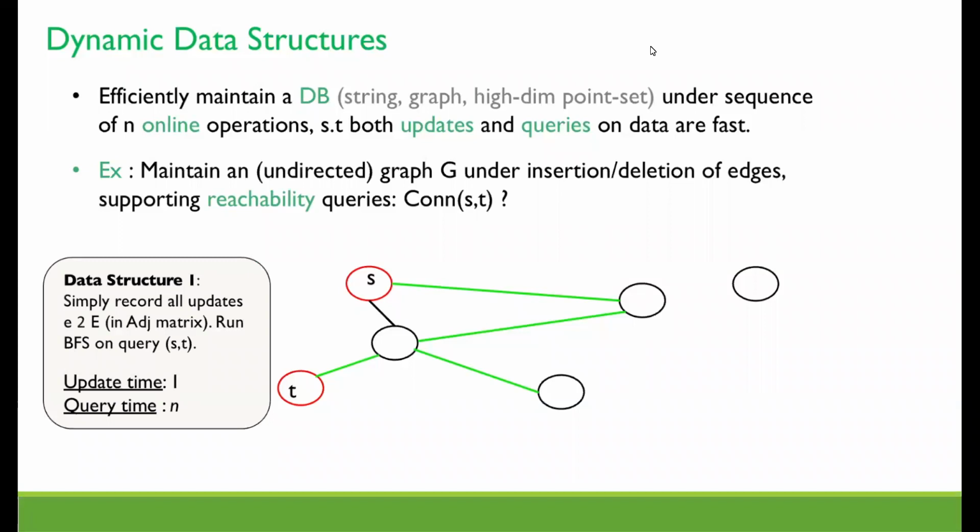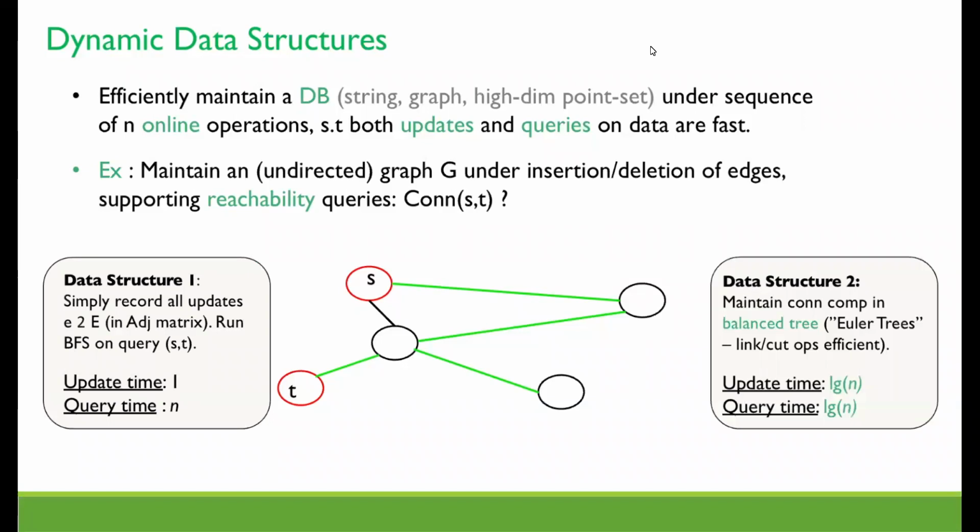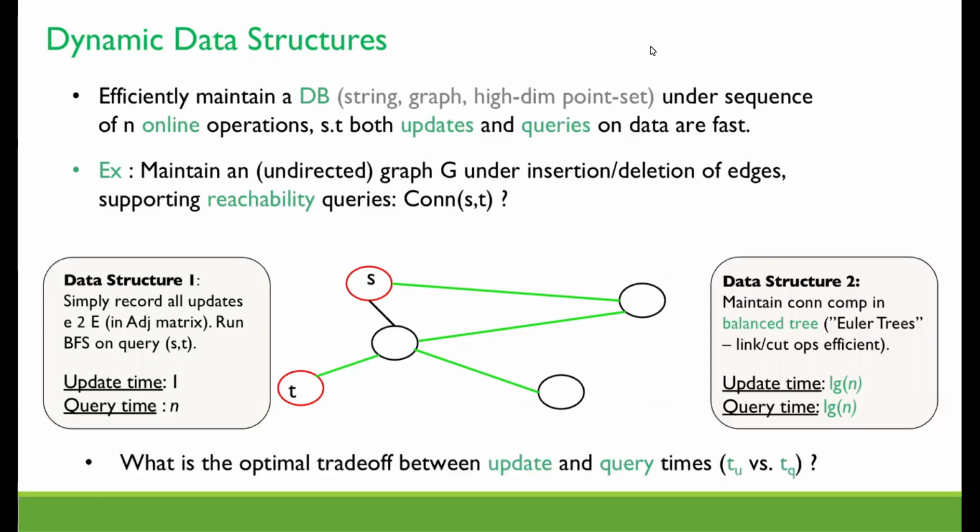Now, for undirected graphs, one could do something smarter. You could maintain connected components in a balanced tree. This would result in logarithmic update time and logarithmic query time. Unfortunately, we cannot do something smarter for directed graphs. Now, in dynamic data structures, we want to study the optimal trade-off between update and query time.